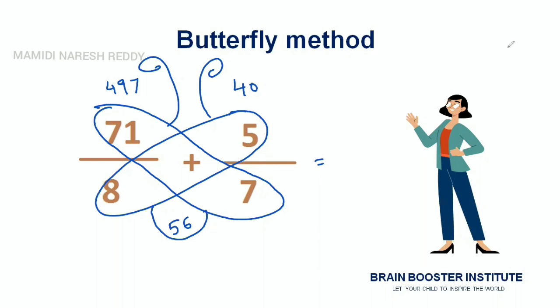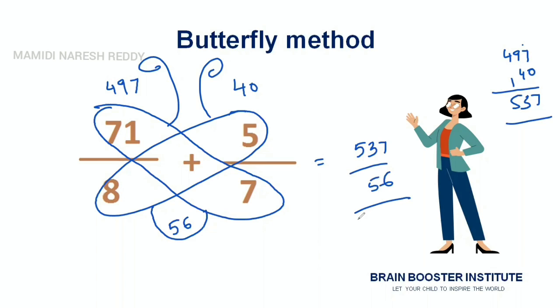497 plus 40, please add, my dear friends. 497 plus 40 is 537. So 537 by 56. This is the final answer. So within 4 steps, we can complete this problem, my dear friends. Only by using this method, there is no need of taking the LCM. Directly we can multiply. I hope you understand. If there is any cancellation in the final result, we can cancel.